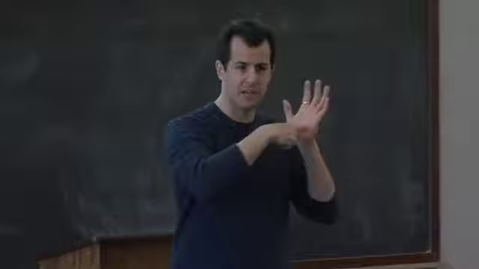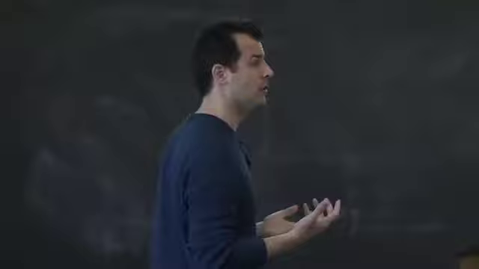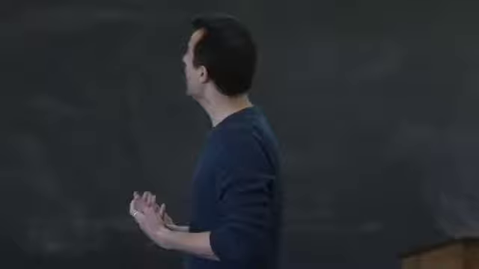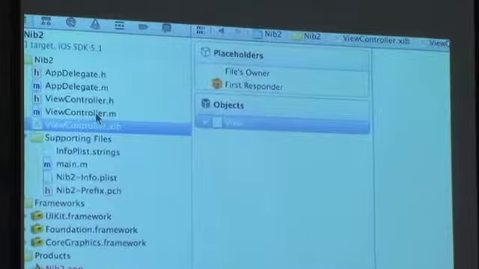So that triggered an action. That is the invocation of a method. And that method was implemented in viewcontroller.m. So IBAction is just this preprocessor directive that flags a method as being an event handler, something that can be invoked by way of Interface Builder.